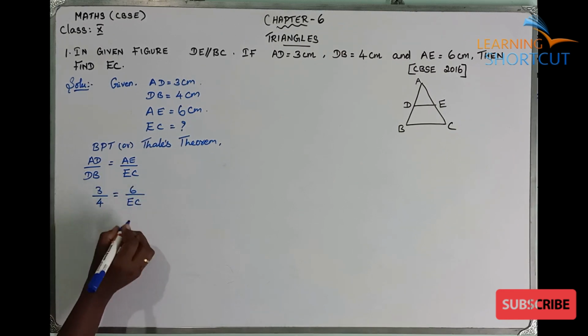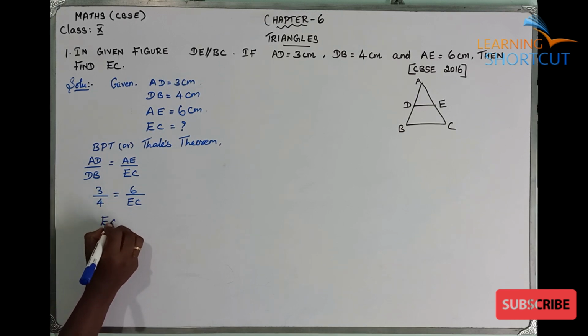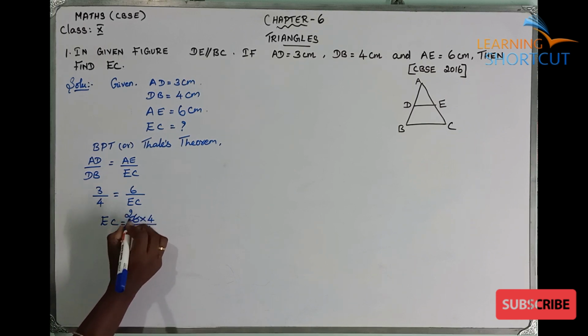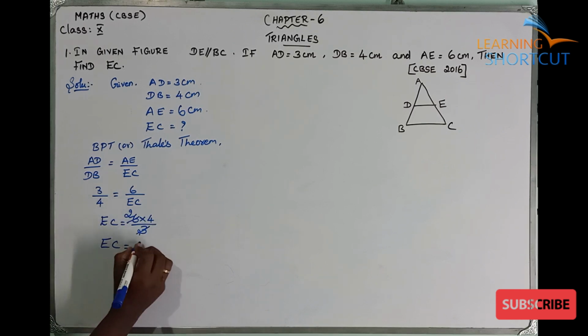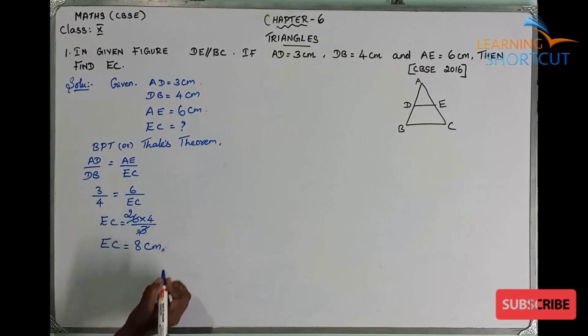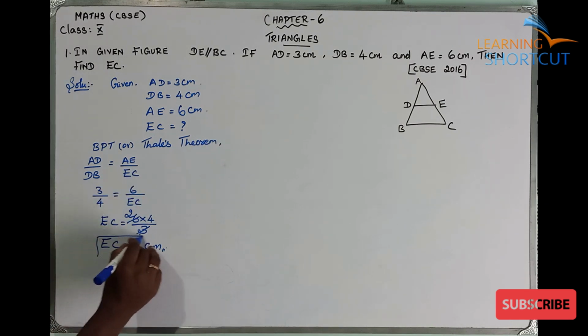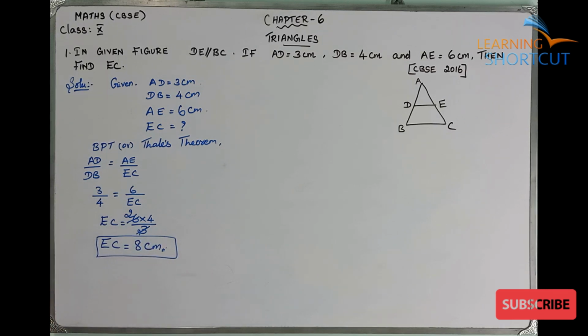So by interchanging we can write EC will be equal to 6 into 4 divided by 3. While cutting you get 2. So EC will be equal to 4 twos are 8 centimeter. Okay. This question has been asked in your CBSE 2016 question paper. So make note of it. It is a board exam question.